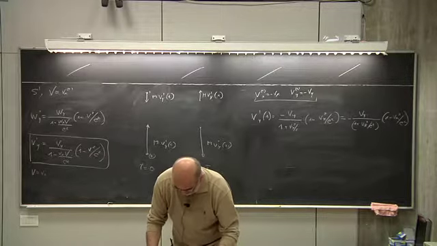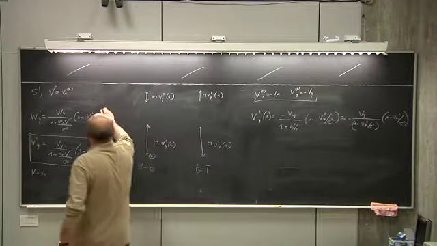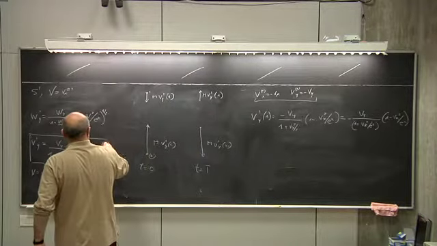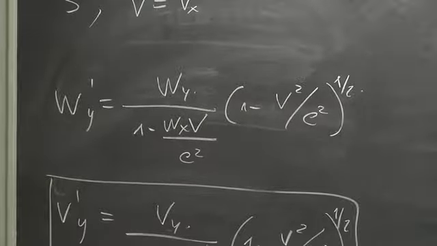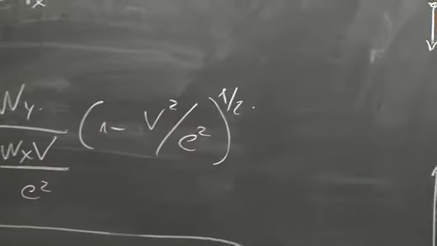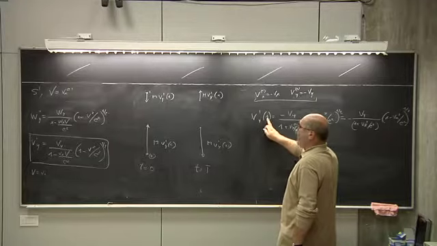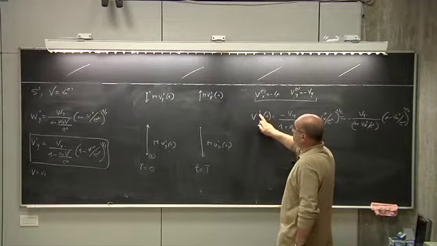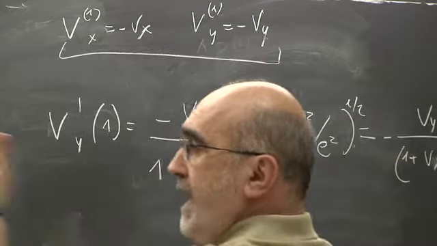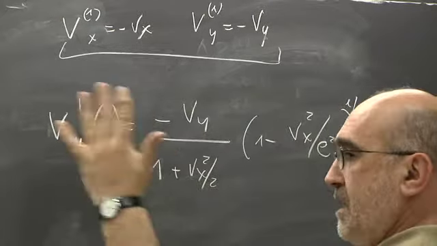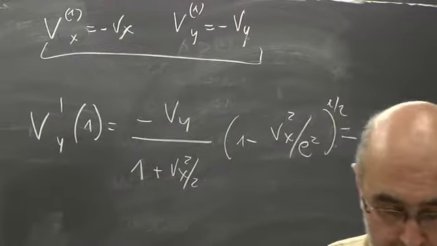No, there is a 1/2. So yeah, there is a 1/2. So this is the velocity of particle 1 along y in the new frame, that is the frame that moves with velocity Vx, the same velocity as the first particle.